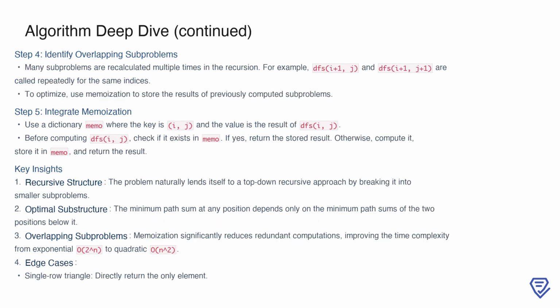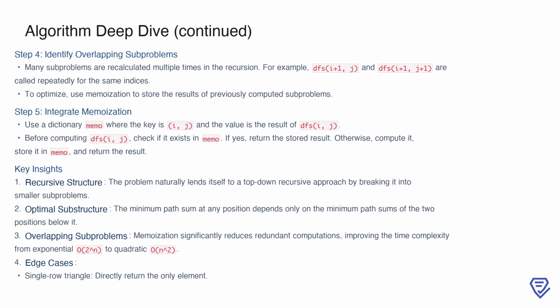A critical observation is that many subproblems in the recursive solution are recalculated multiple times. For example, the function dfs(i plus 1, j) might be called repeatedly for the same i, j indices. This overlap creates inefficiency. To address this, we use memoization to store the results of previously computed subproblems.